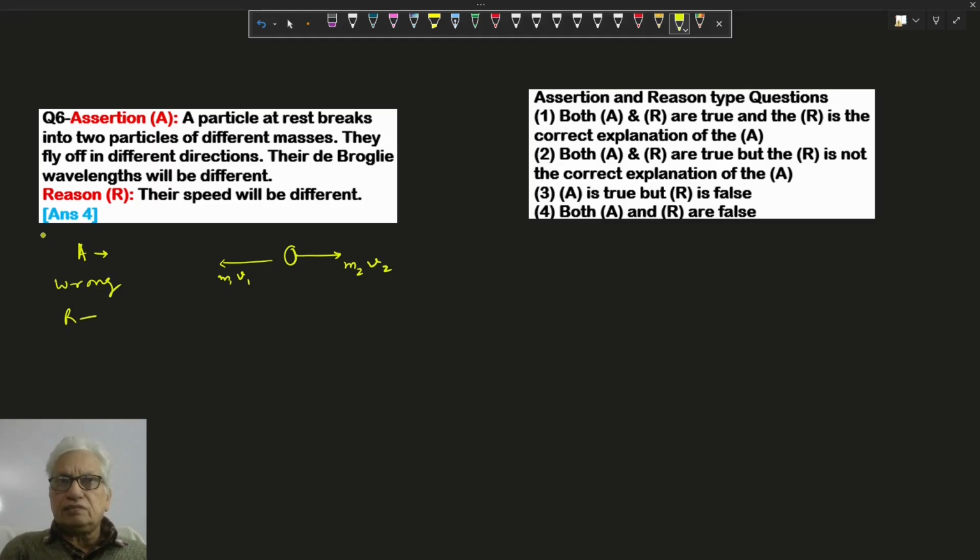Now reason: the speed will be different. The two particles have different masses, so different speed. Their speed will be different, but there's no option like assertion is wrong and reason is this.